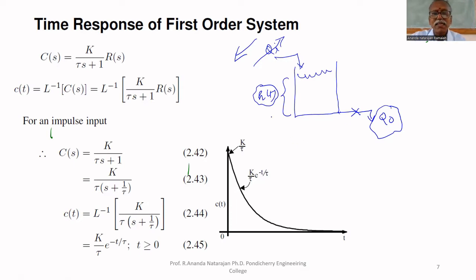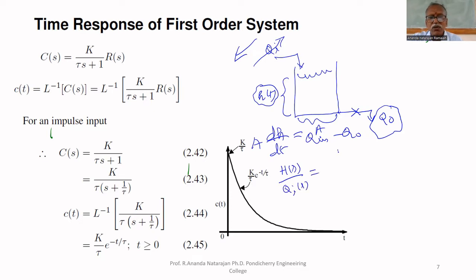If you find the mathematical model of this, A dH by dt equals Qi minus Q naught. A is the area of cross section of the tank. This is also a first order system. So this will be represented by output by input: H of S upon Qi of S, the inflow rate, equal to K by tau S plus 1.